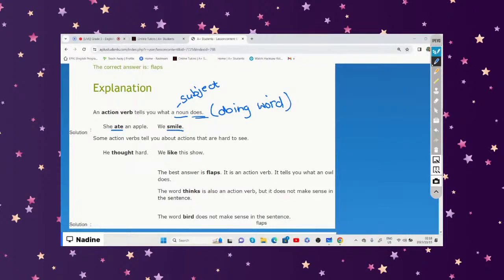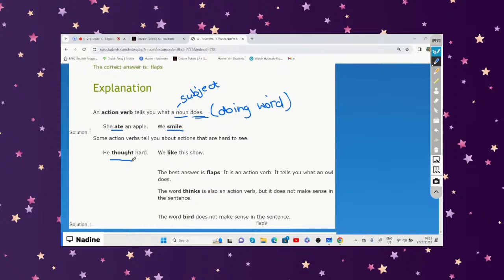And this is where we spoke about how some of our action verbs are mental. It's our thoughts, it's our ideas, it's what's in our mind, right? It's things that we are thinking. So he thought hard, right? You can't see that someone is really thinking unless the person really puts on a thinking face. Other than that, you cannot really see that this person is thinking hard.